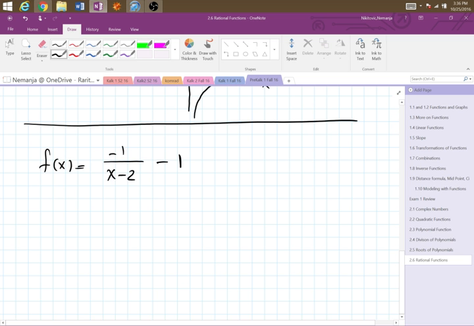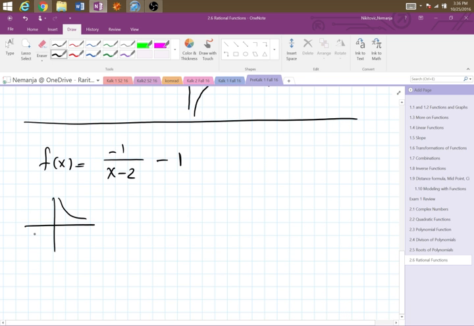How many transformations do you have here? 3 transformations. Which one is the one that I told you should do first? Reflection. So if reflection is one of the multiple transformations, do that one first.